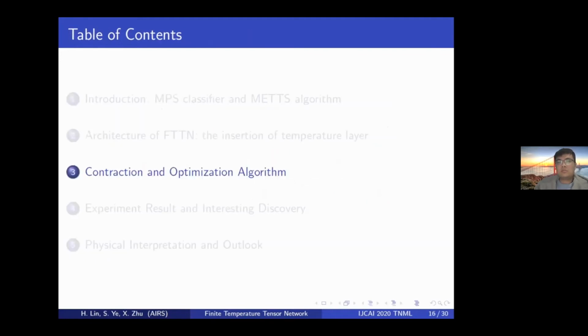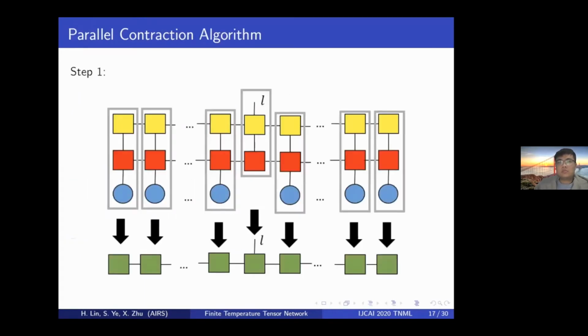For the optimization algorithm, the loss function is defined as the multi-class cross entropy function. The most time-costing process is the contraction of the entire tensor network. Here we adopt a parallel contraction algorithm, which has the advantage that each step is parallelized as matrix multiplication, without requiring the calculation results from the neighboring calculation.